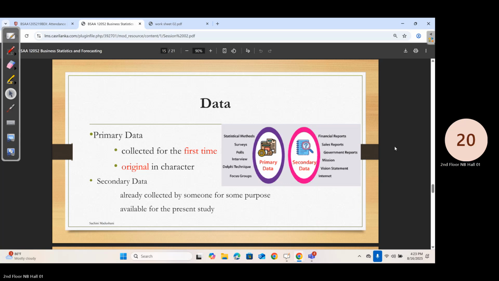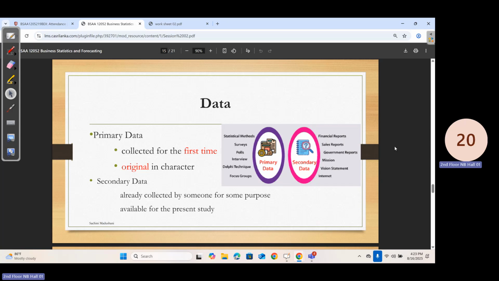Why? This data is already available. Then we refer to the central bank report and collect the data. Okay, it's not the primary data. Why? Now we do not collect the data for the first time. This data is already available in the central bank report. It's clear? It's not the primary data. Okay, then we use the questionnaire or interview method. Then we collect the data for the first time. We call it primary data. It's clear?